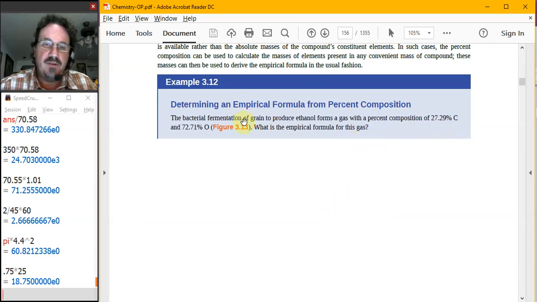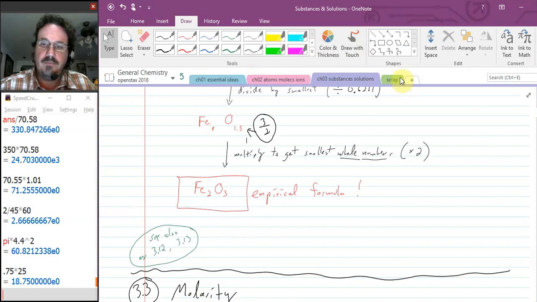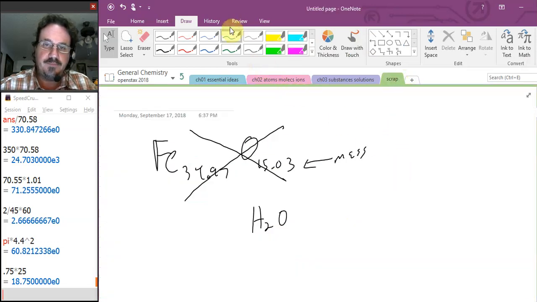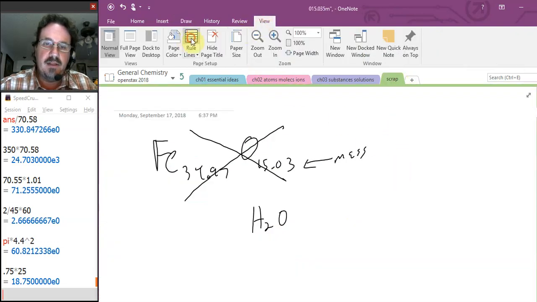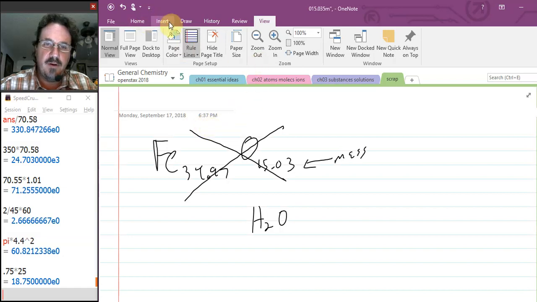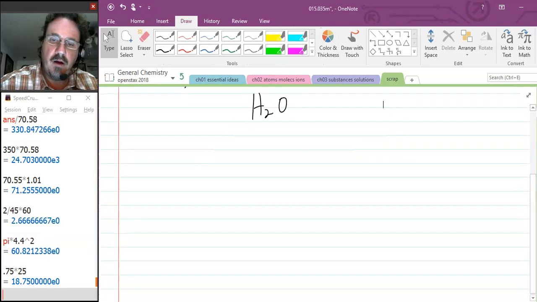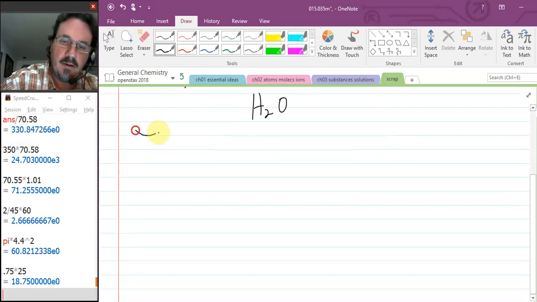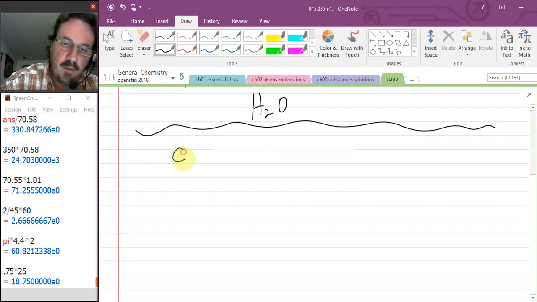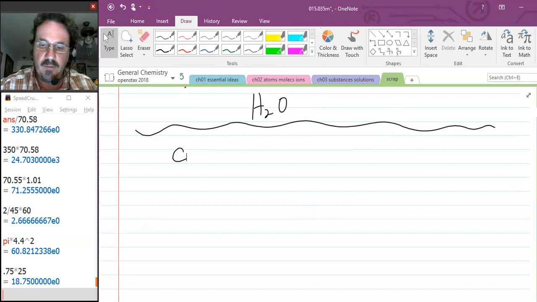Alright, let me copy this down first and I'll show you. Go back to my notes here. Scrap paper, there we go. You know what? I like to see lines on my scrap paper. That's better. I guess it doesn't really matter, right? Alright, let me scroll up here and let's go ahead and do this. We had carbon. That was in this, and what was the other thing in it?